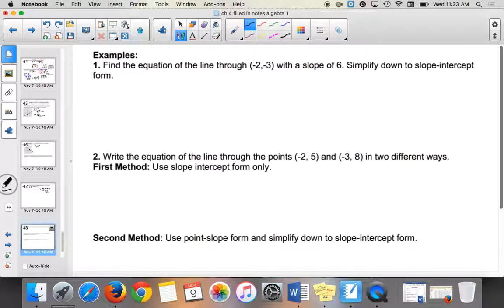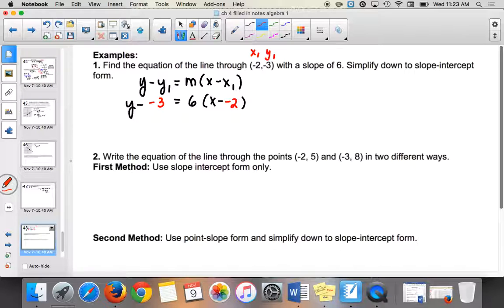All right, so number 1: find the equation of the line through negative 2 comma negative 3 with a slope of 6. Simplify down to slope-intercept form. So we're going to use point slope form. If I start out with y minus y1 equals m times x minus x1, my slope is 6, and this point is going to be my x1, y1. So I'm going to plug in x1 as negative 2, so x minus a negative 2, and y1 is negative 3, so y minus a negative 3.